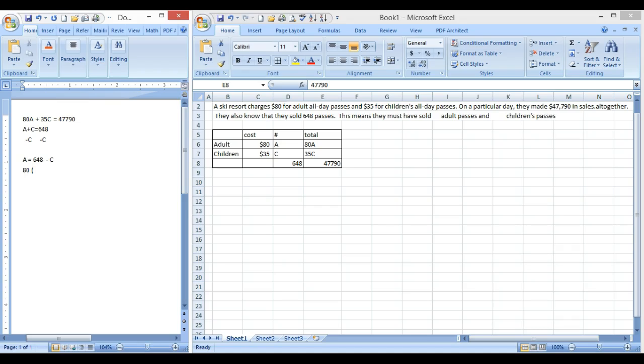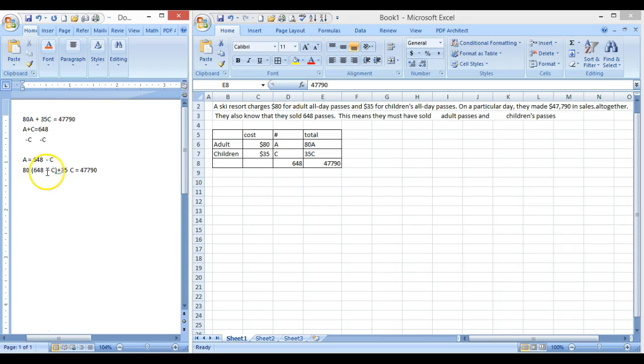Now instead of the A, we're going to do 648 minus C. And notice I put those all in parentheses because that whole thing represents A. Then add 35C equals 47,790. There we go.